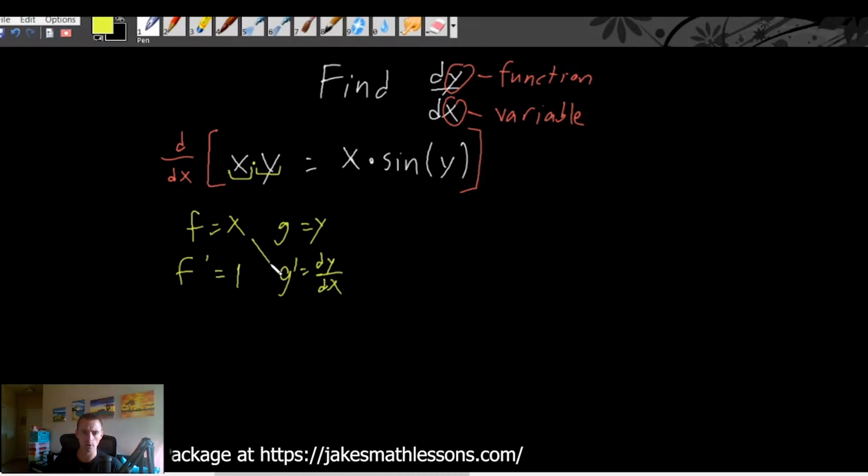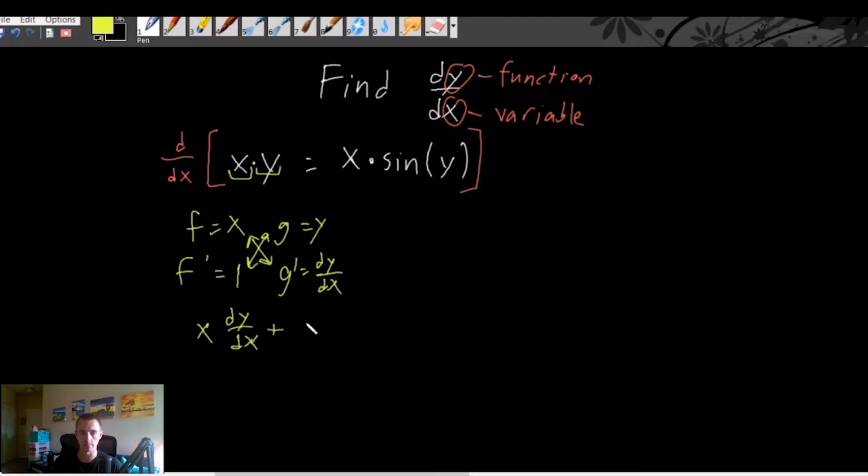Okay, so product rule says we're going to cross multiply these and then add the results together. So x times dy/dx plus 1 times y, which is just y. Okay, so that's the derivative of the left side of the equation.